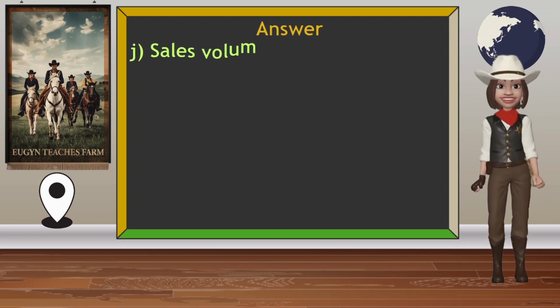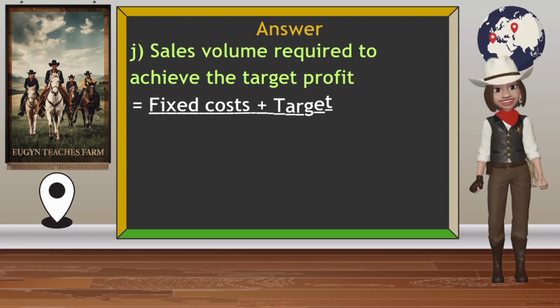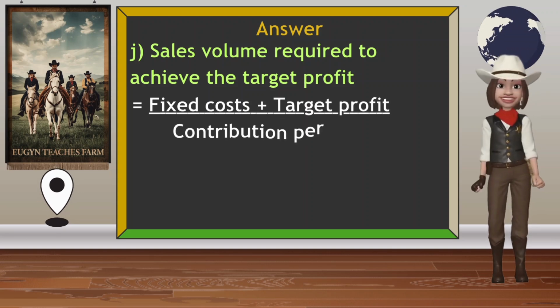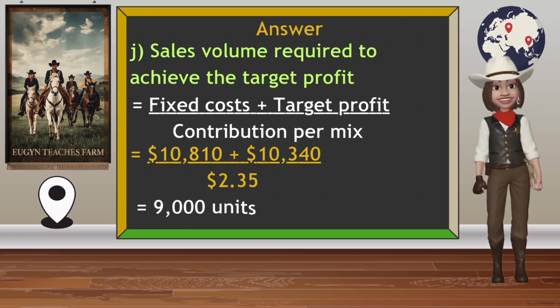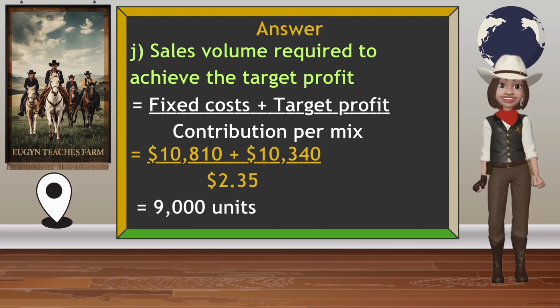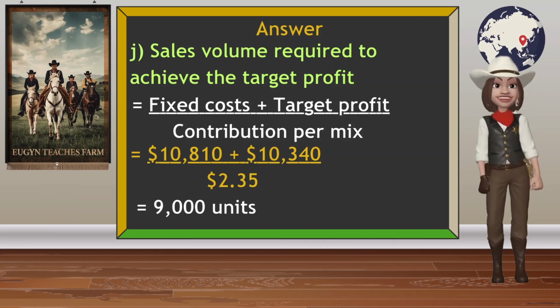To calculate the sales volume required to achieve the target profit, we take the fixed costs, $10,810 plus the target profit, $10,340 divided by the contribution per mix, $2.35, which gives us 9,000 units.